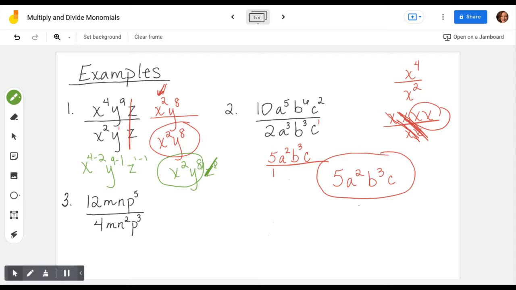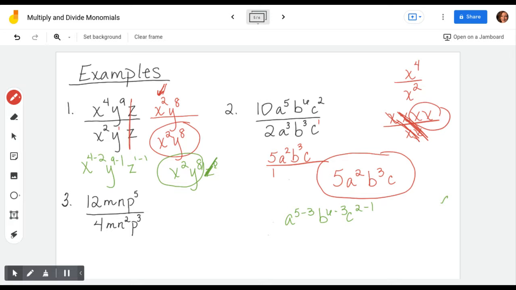On the second one, I would still need to do 10 over 2 and get 5. But then for the variables, I would have had a to the 5 minus 3, b to the 6 minus 3, and c to the 2 minus 1. I'm still going to get the a to the 2nd, b to the 3rd, and c. The only reason, like I said before, that I don't do that is because when we get into negative exponents, doing it with the do you have more on top or more on bottom ends up saving you a little extra time and brain strain there.